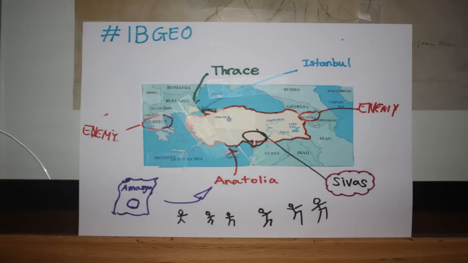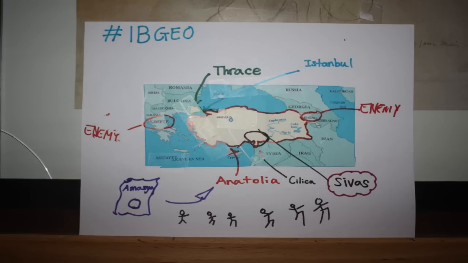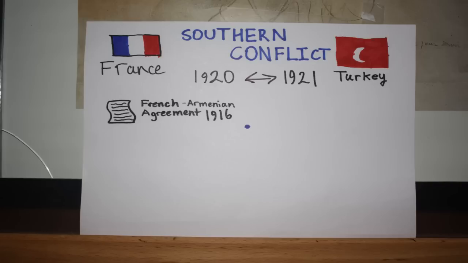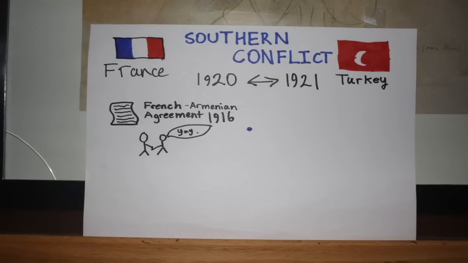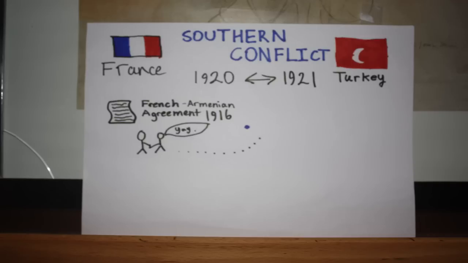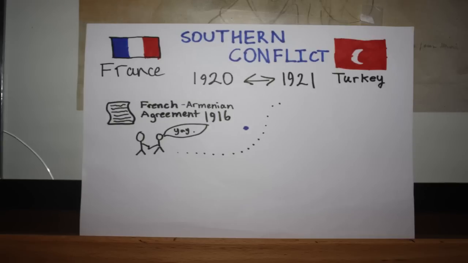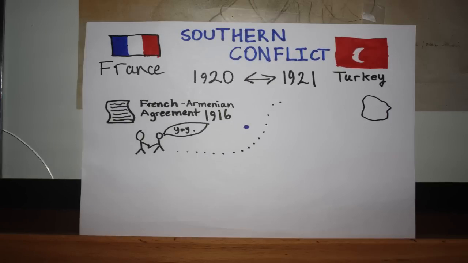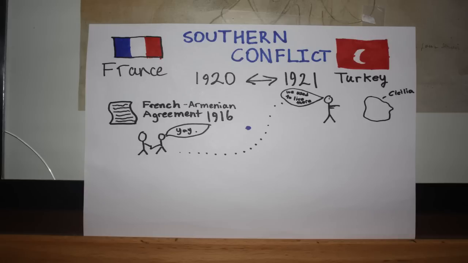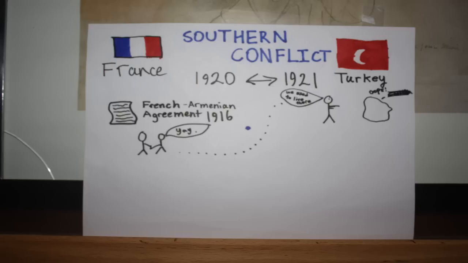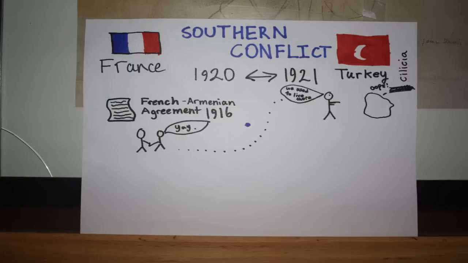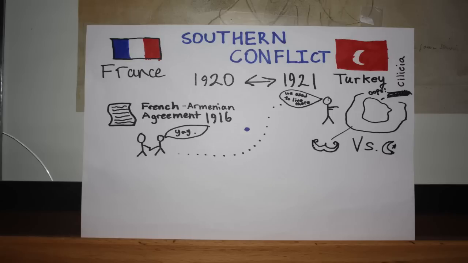The French wanted influence of the Cilician region because the Allies had previously agreed with France that they would gain that territory as a zone of influence. Also, they wanted Syria. Similarly, the Armenians wanted to take over their homeland in Eastern Asia Minor, which happened to be Turkey. So, the French agreed to support the Armenians in the Armenian national movement.